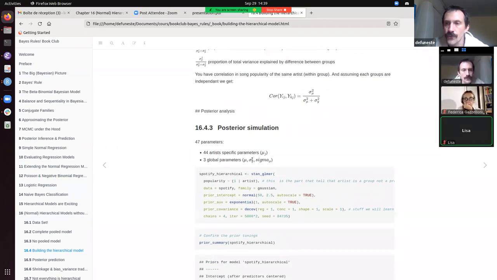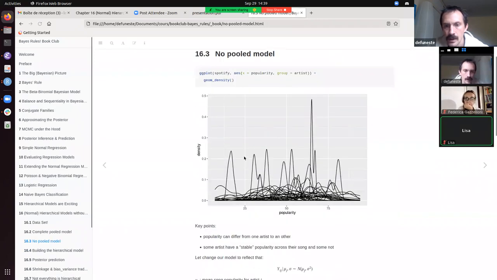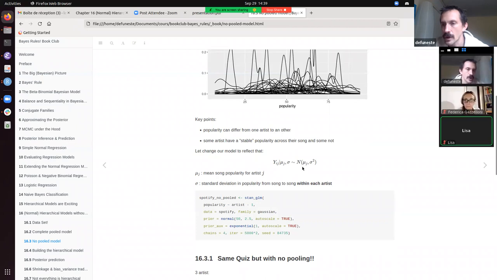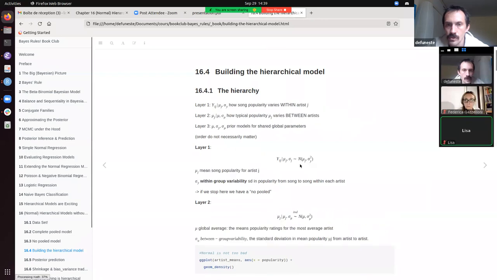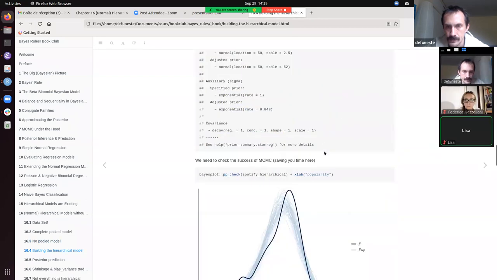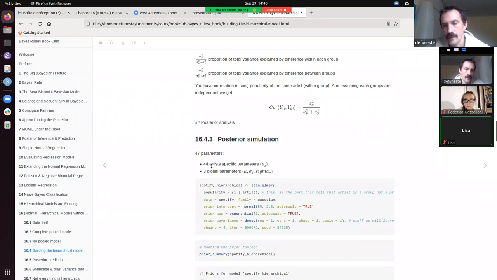If you follow, before we had very few parameters. Let's say if I go back here, we have a lot of parameters because we have a lot of models, but every model has just two parameters, mu and sigma. Now we are building a new model, which will have mu g, the mean popularity for every artist. So we have 44 artists, so it's 44 mu g. And three global parameters.